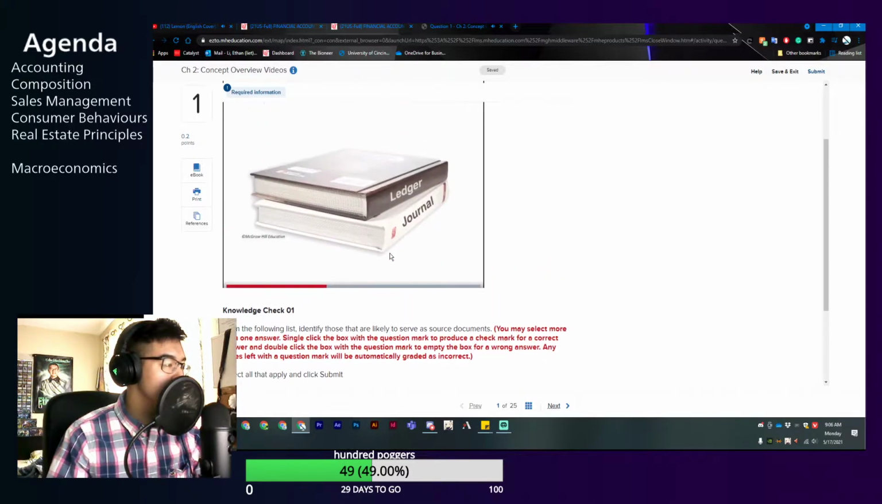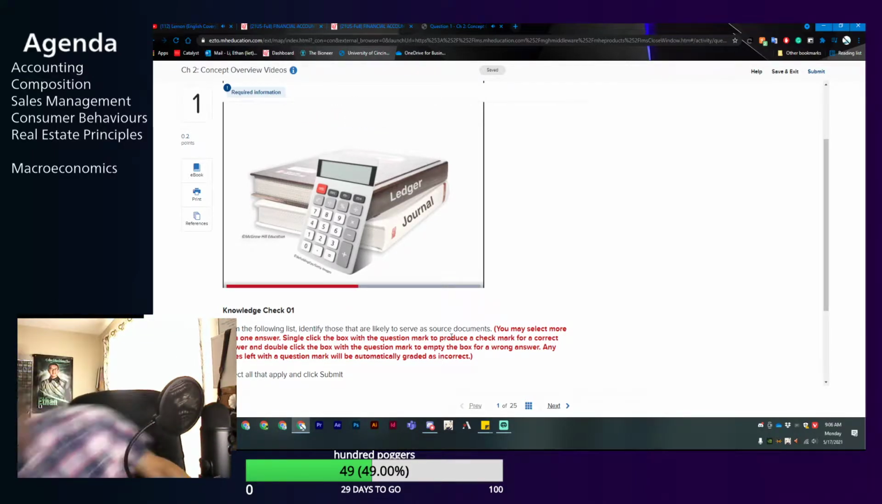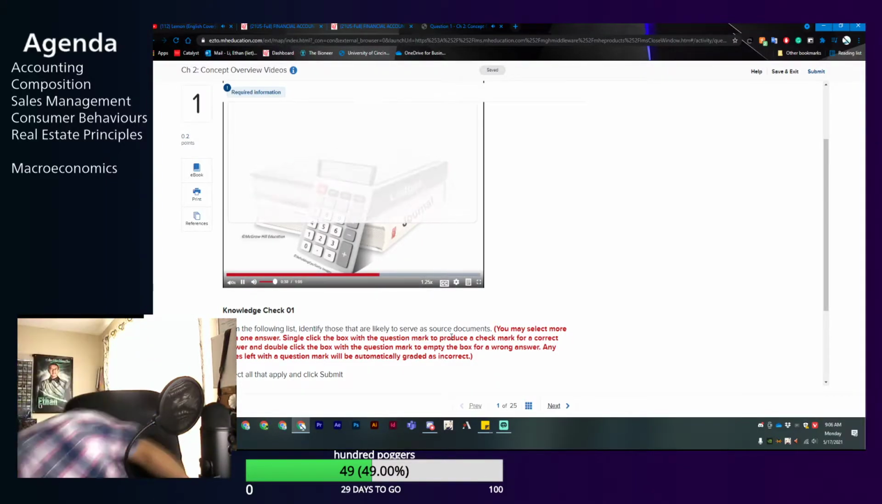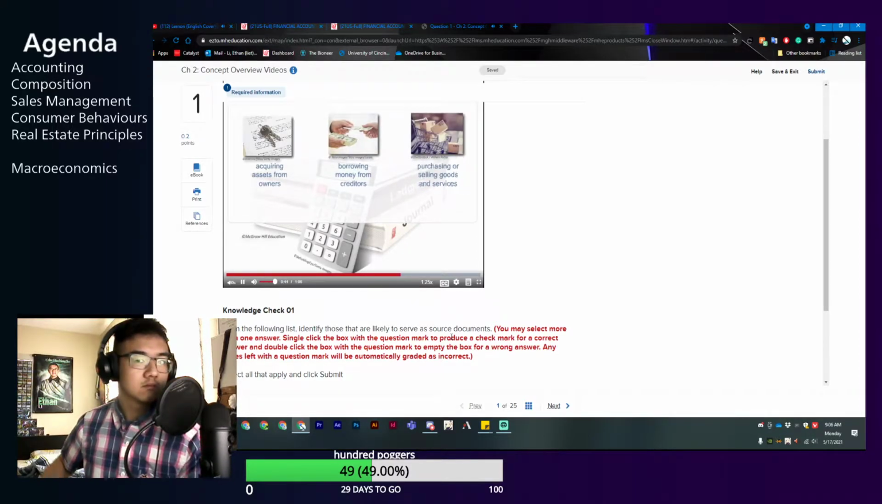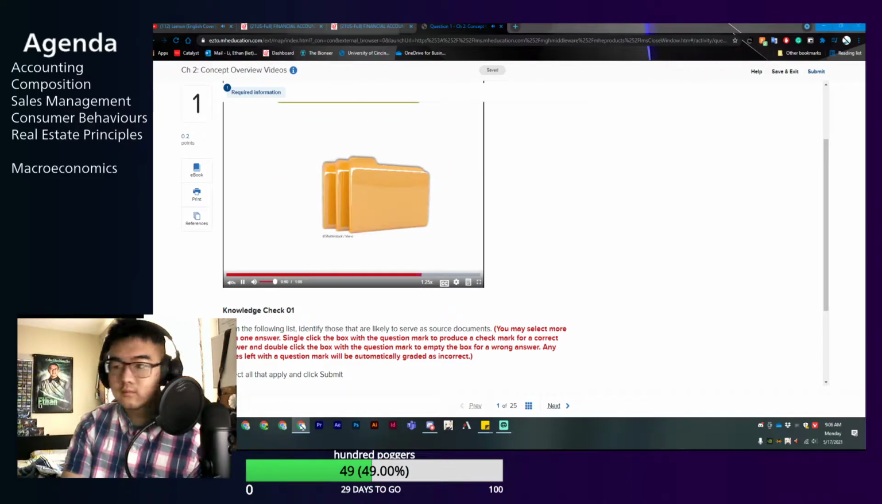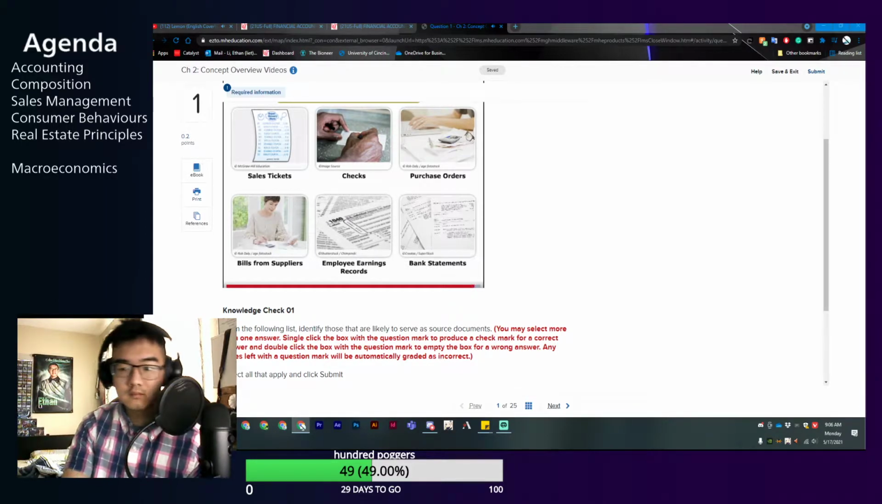An accounting event is an economic occurrence that changes a business enterprise's assets, liabilities, or equity. An accounting transaction is a particular kind of event that involves transferring something between two entities. Examples of transactions include acquiring assets from owners, borrowing money from creditors, and purchasing or selling goods and services. Source documents identify and describe transactions and events entering the accounting system. They can be in either hard copy or electronic form. Examples are sales tickets, checks, purchase orders, bills from suppliers, employee earnings records, and bank statements.